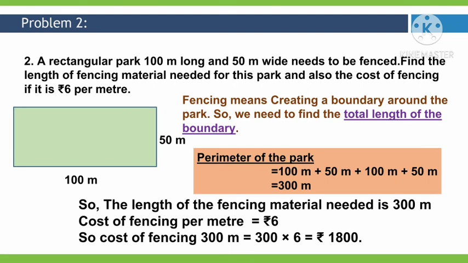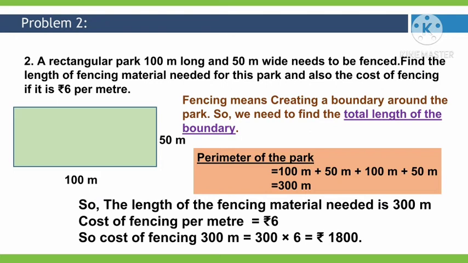A rectangular park 100 meter long and 50 meter wide needs to be fenced. Find the length of the fencing material needed for this park and also the cost of fencing it if it is rupees 6 per meter. So first, you should know what fencing is, children. It's a new word you are learning. Fencing means creating a boundary around a park.